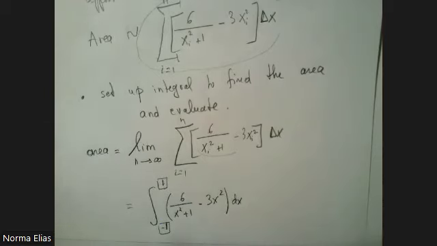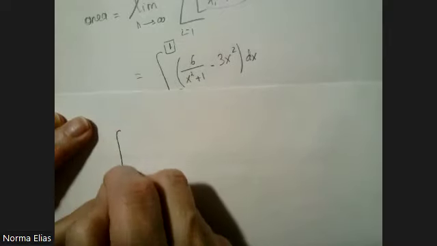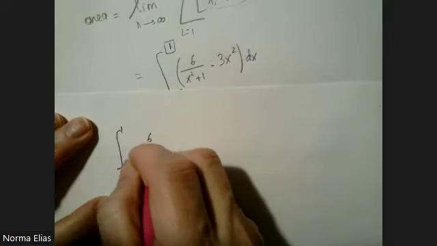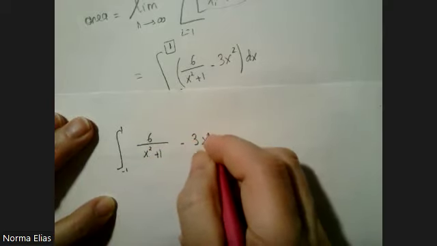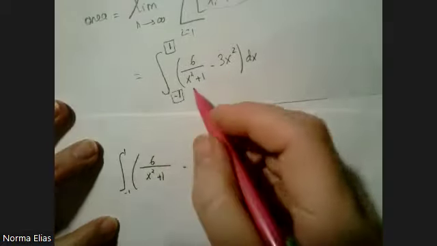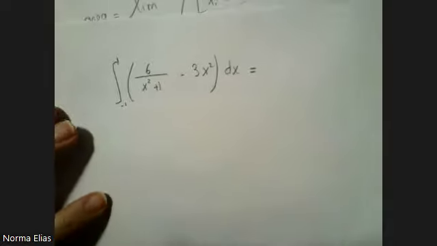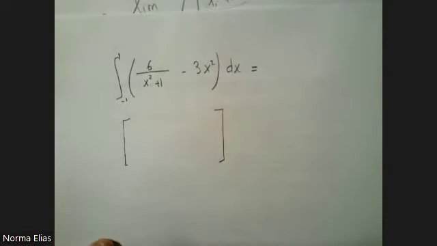Okay, so that's the process I will ask you to use in some of the problems, to make sure we understand the whole concept. So now let us evaluate. The integral from -1 to 1 of 6 over x squared plus 1 minus 3x squared dx is equal to. We always remember that it's the upper value minus the lower value. That's what gives me the length. All right, now let us evaluate this. So that's a definite integral, and let's see if it's easy to evaluate.